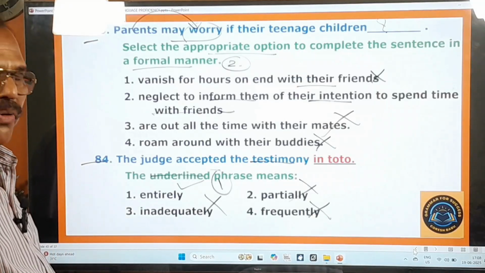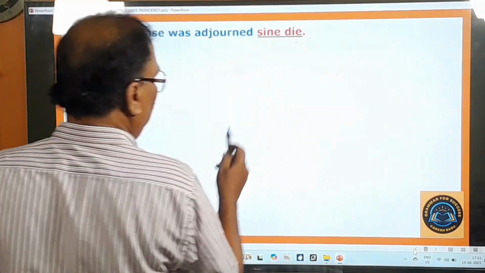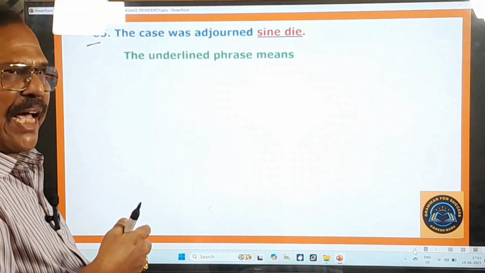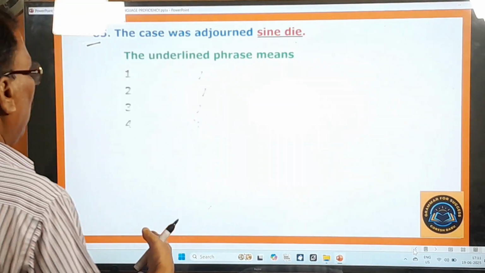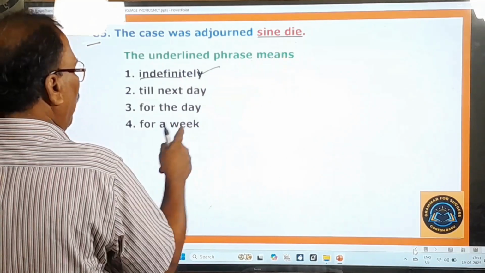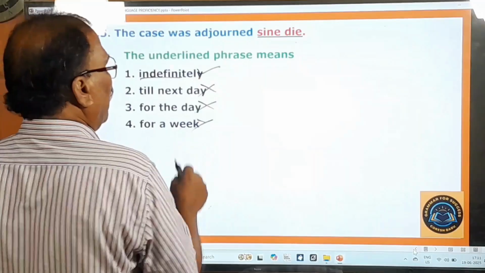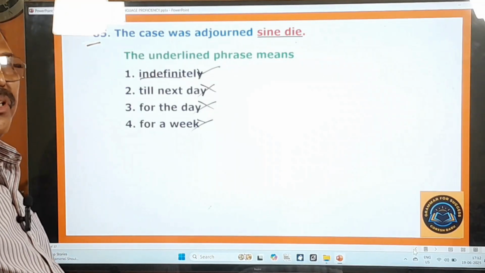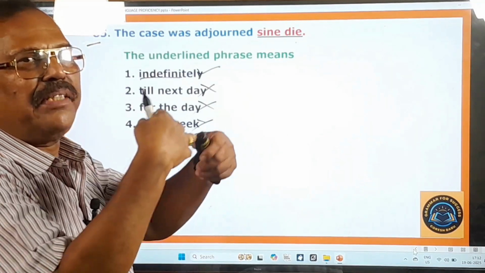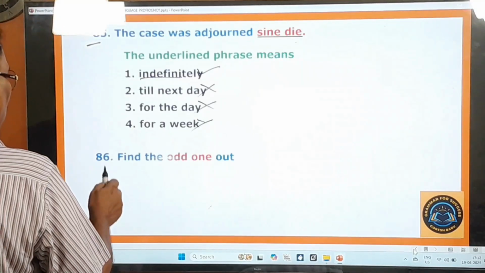And now you move on to other questions. 85th question. The case was adjourned sine die. Sine die means indefinitely. The underlined phrase means indefinitely, without any fixed time or date. Okay, till next day, no. For the day, no. For a week, no. So indefinitely, sine die means indefinitely, without any specific date or time. Okay, right, indefinitely. You go to the next question, 86th one.